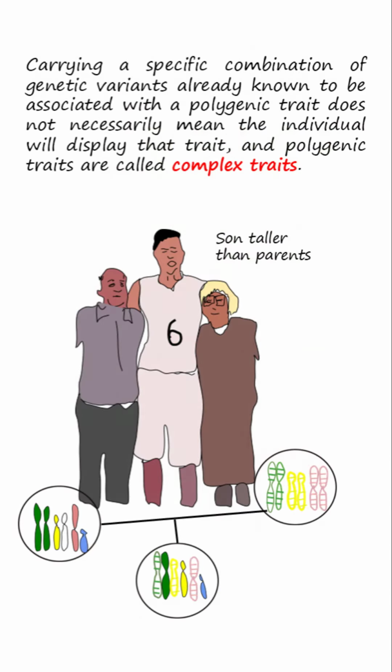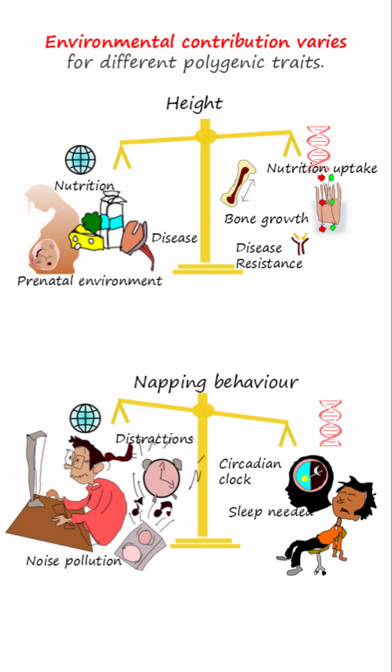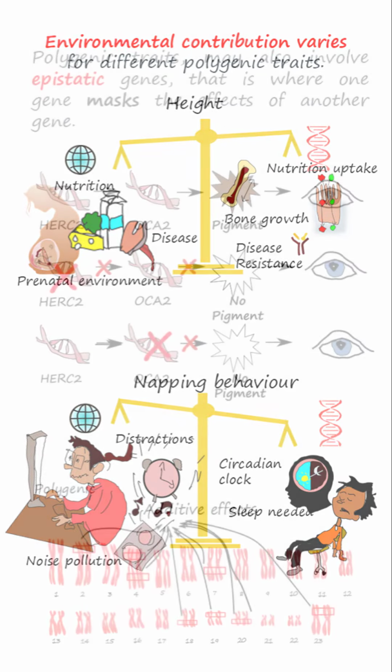Conversely, carrying a specific combination of genetic variants already known to be associated with a polygenic trait does not necessarily mean the individual will display that trait, and polygenic traits are called complex traits. Predicting the likelihood of someone having a polygenic trait may be complicated by polygenic traits being influenced by both genes and environment, that is, being multifactorial. Environmental contribution varies for different polygenic traits.